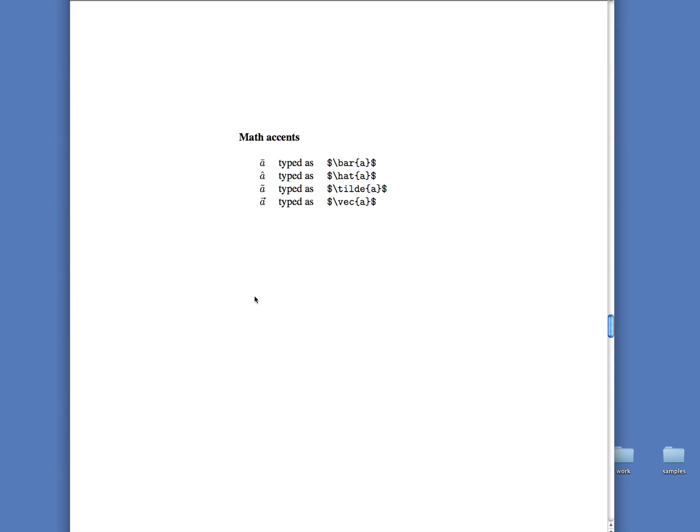And math accents. Now that's a difficult topic because math accents should not be confused with text accents. However, math accents share with text accents that they should be done with commands. The four most often used are done with the commands bar, hat, tilde, and vec, which will produce a bar and a hat and a tilde and a vector, an arrow placed on top of the character.